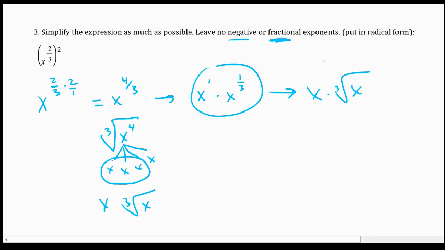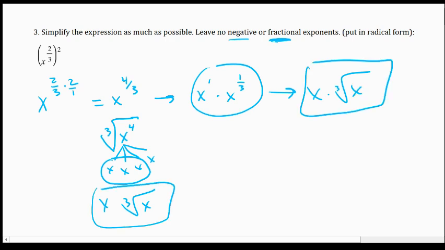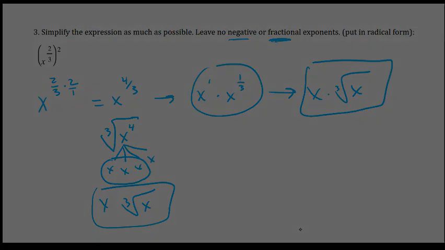So either one of them will get me x cube root x, but it just depends on what you feel comfortable with. Whether you put it into a radical and then simplify it, or simplify it first and then put it into a radical. So our final answer here should be x times the cube root of x.